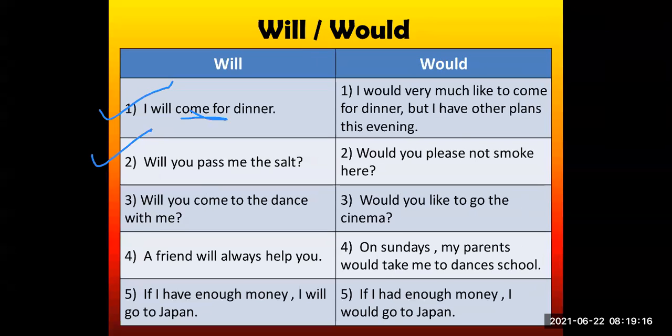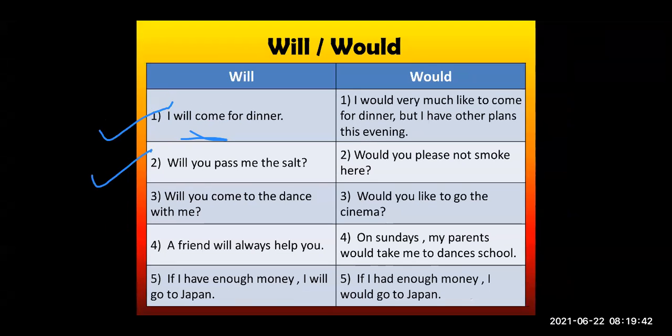Third example, see, will you come to the dance with me? Now here the sentence is offering someone to dance. The person is offering the other person to dance with him. So when you are offering someone anything, use the modal auxiliary will. So here it is an offering.